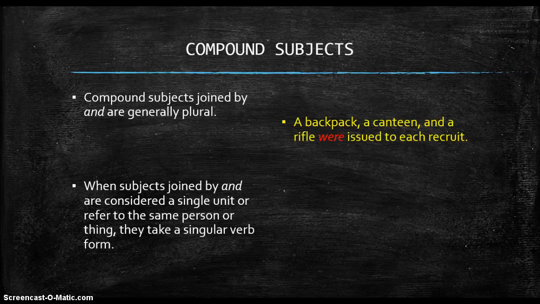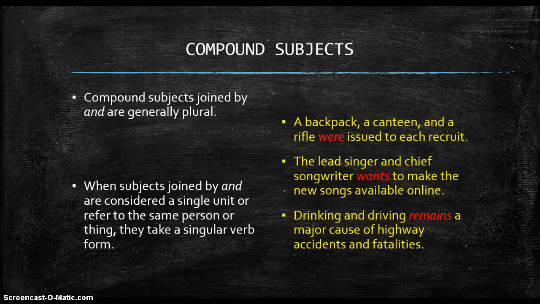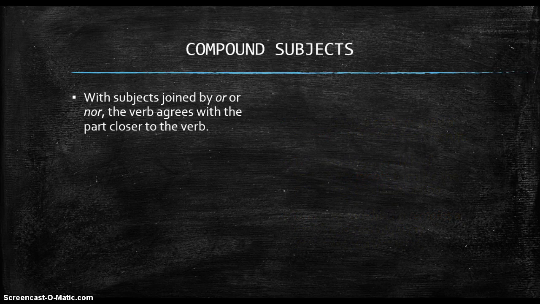Now, if subjects joined by and are considered to be a single unit, or if they refer to the same person or thing, they're singular, and they're going to take a singular verb form. Let's look at a couple of examples. The lead singer and chief songwriter wants to make the new songs available online. Lead singer and chief songwriter are the same person, so that is singular. Drinking and driving remains a major cause of highway accidents and fatalities. Drinking and driving is being taken as a single thing, so it uses a singular verb form.